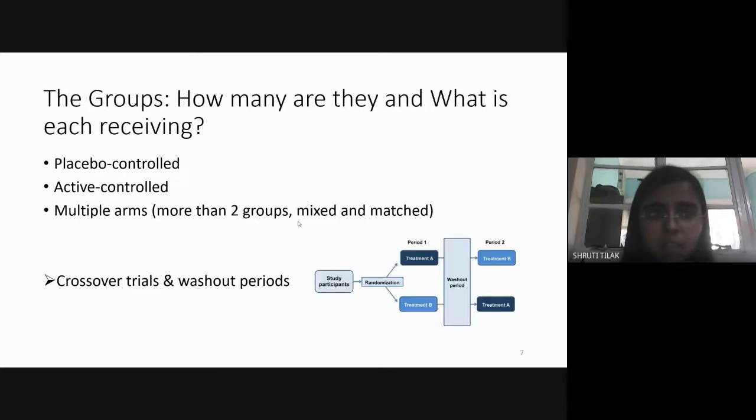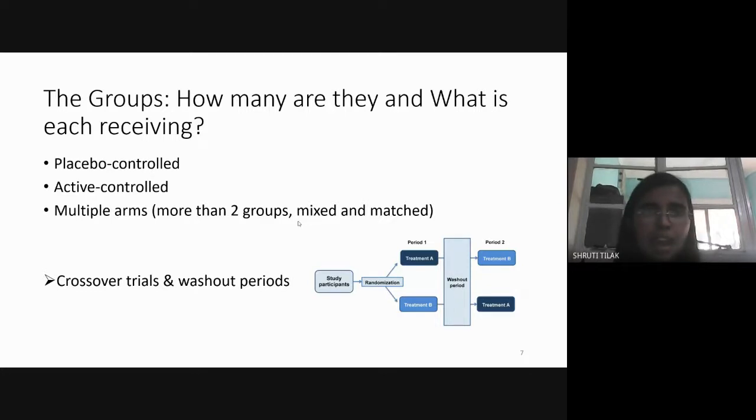Then the groups. As I said, the basic point is that we're dividing it into groups and making sure that the groups are as similar as possible. And then the only difference between those groups is whether or not they have received the assigned exposure. Now, in the process of receiving and allocating the assigned exposure, what happens to the control group?